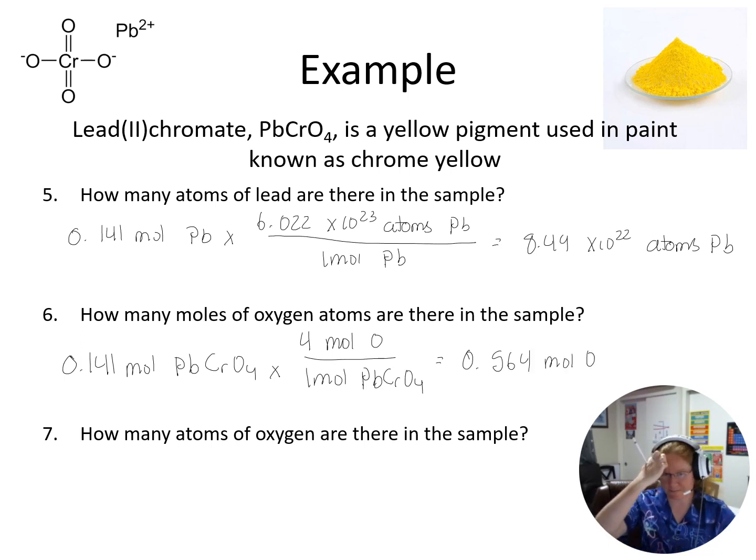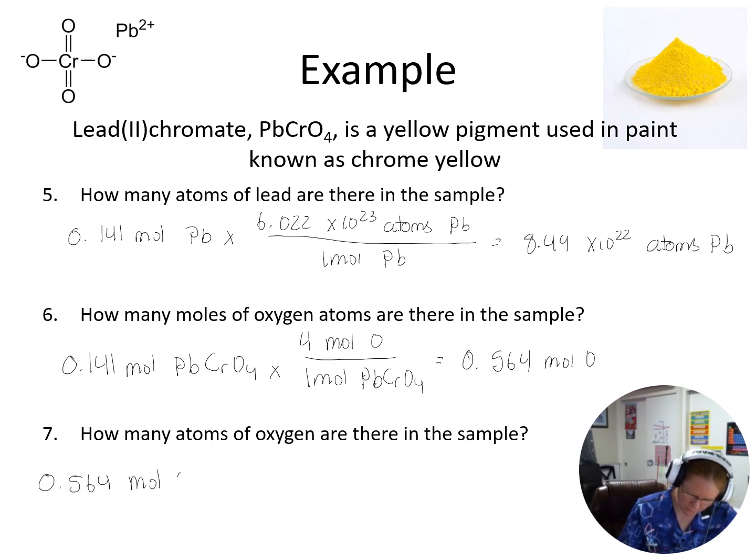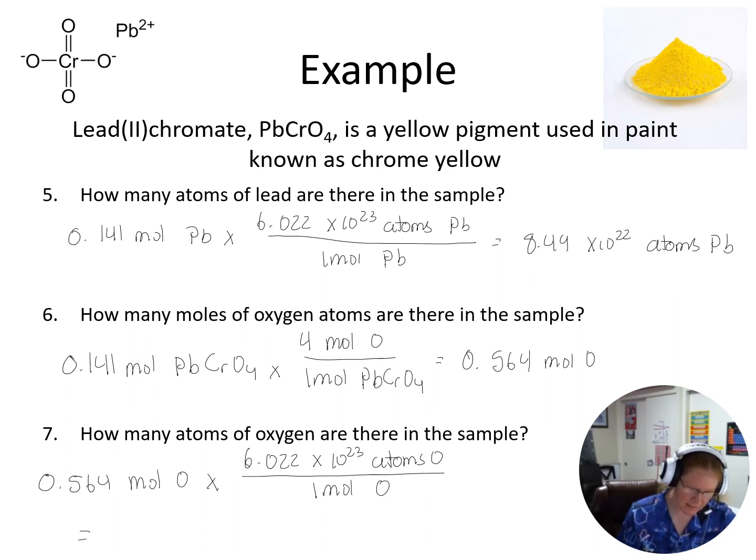moles of oxygen. All right, and now I can go to atoms. I can take my 0.564 moles of oxygen times 6.022 times 10 to the 23rd atoms in 1 mole. And I'm going to get 3.39 times 10 to the 23rd atoms of oxygen.